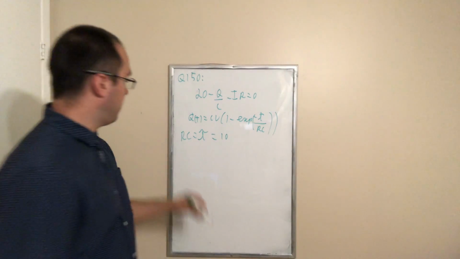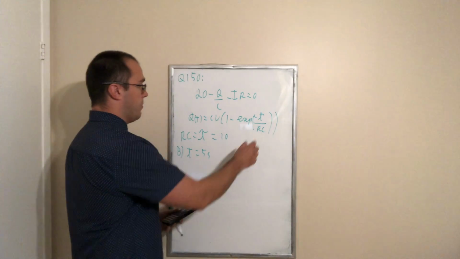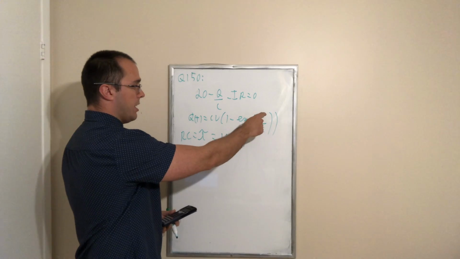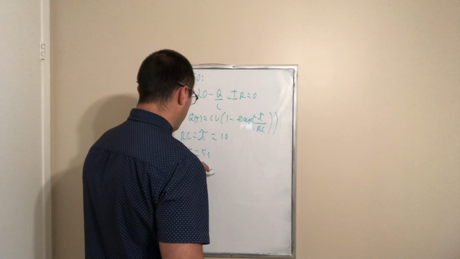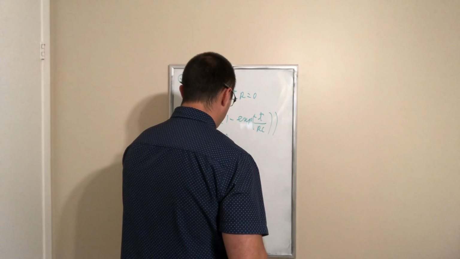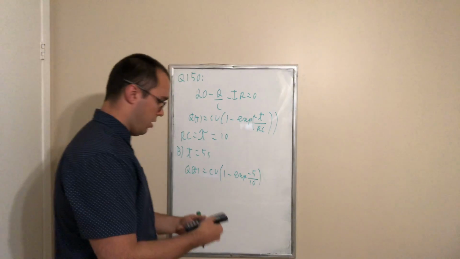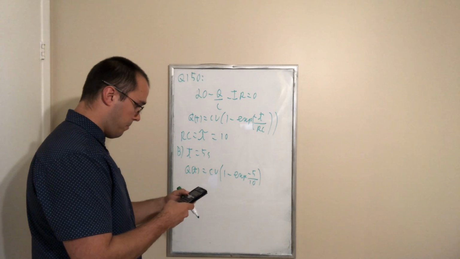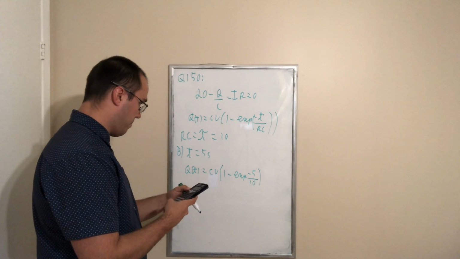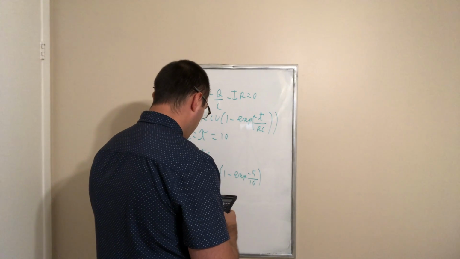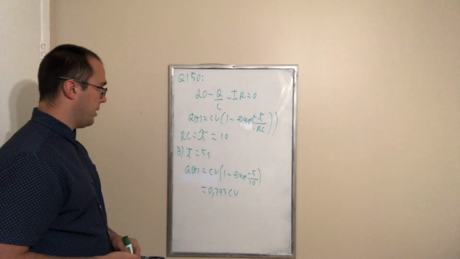We're told in part B that time is equal to 5 seconds. So this term is 10, this term is 5, so that will be 5 divided by 10. Let's write this down. We've got Q(t) is equal to CV times 1 minus exponent of minus 5 divided by 10. Let's compute that value. We get 0.393 CV. All right, let's keep it like that.